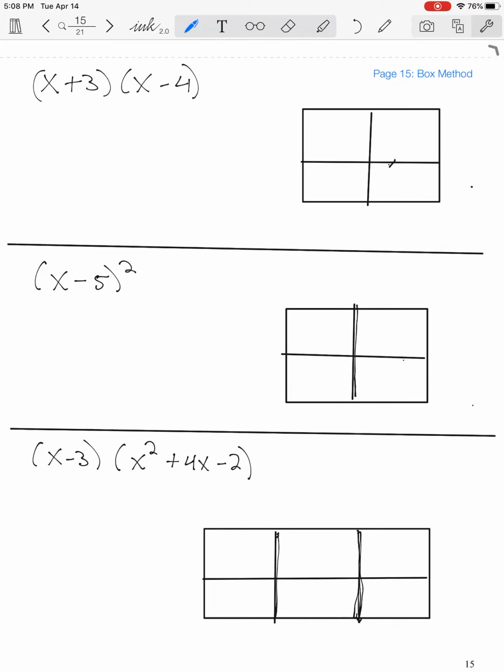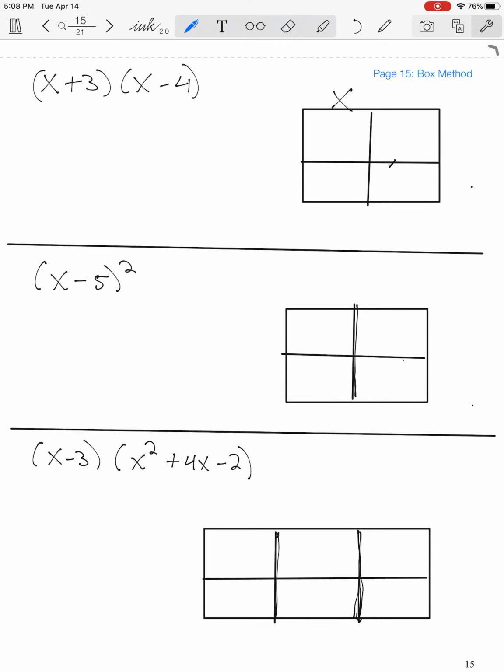Okay, guys, today is review day 4. What we're going to practice doing today is multiplying binomials and a binomial times a trinomial. This is when we use the box method. So, the first one, x plus 3 times x minus 4.